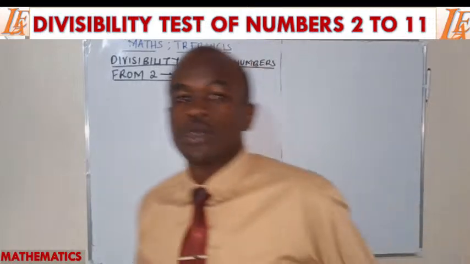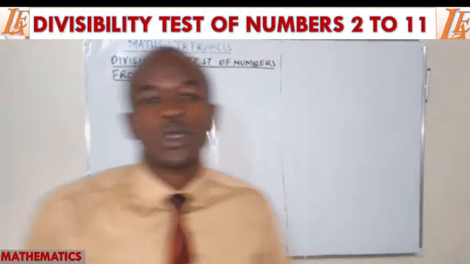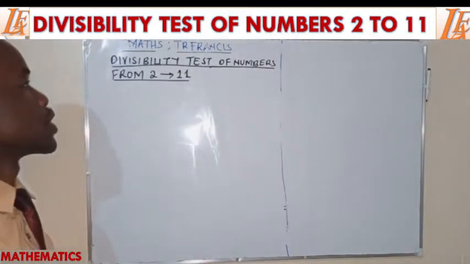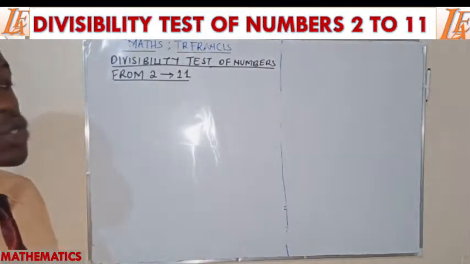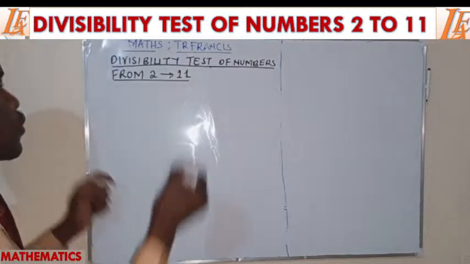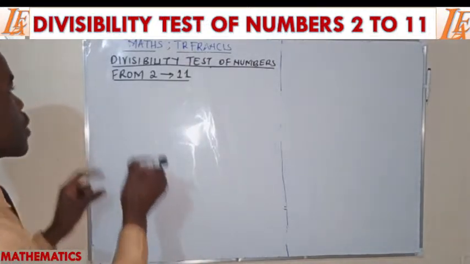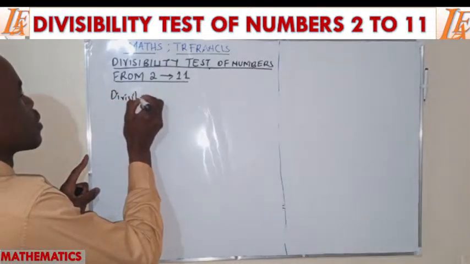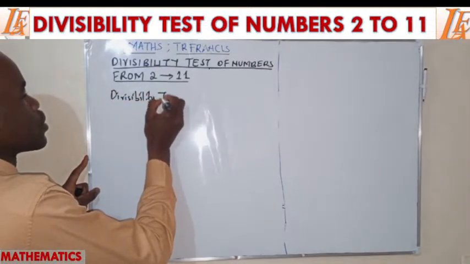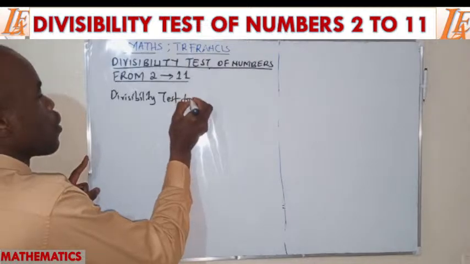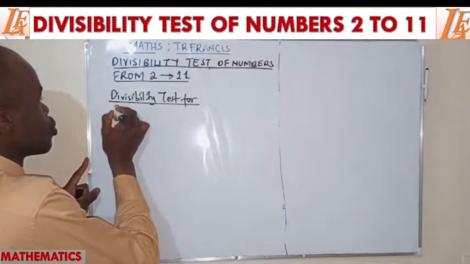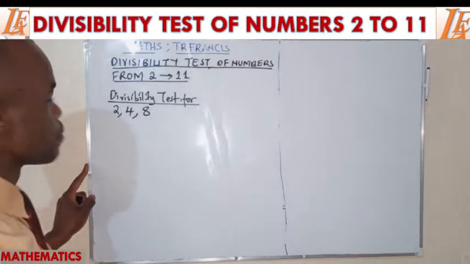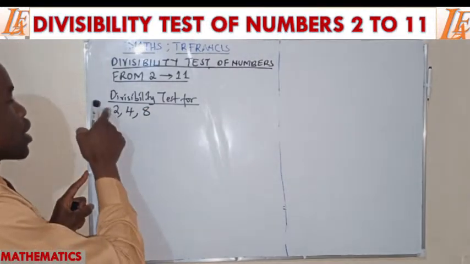Welcome learners to STEM pathway, where we're focusing on mathematics, and today we're going to look at the divisibility tests of numbers from 2 to 11. We'll start with the even numbers, that is, divisibility tests for 2, 4, and 8. So we'll start with 2.